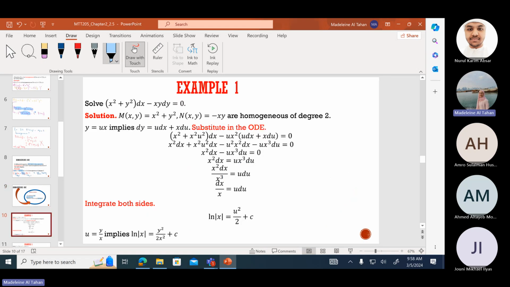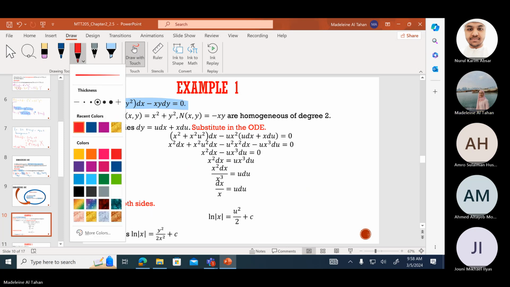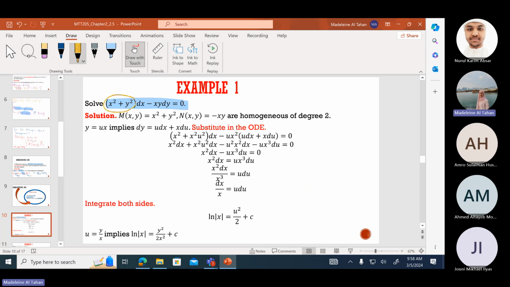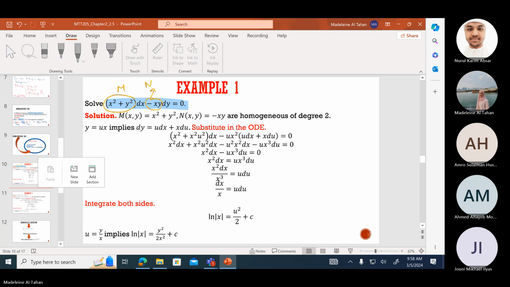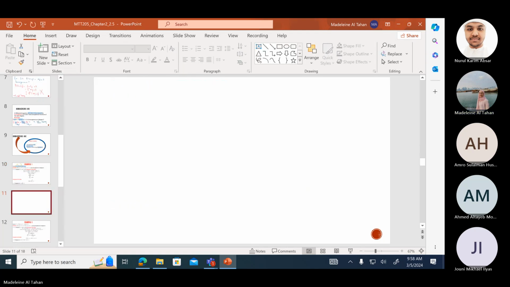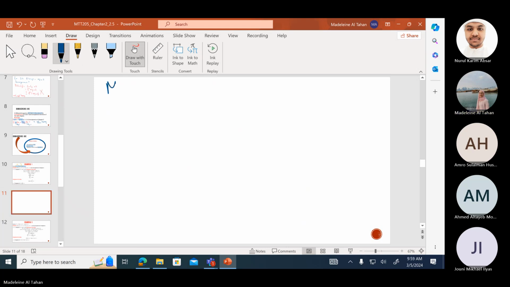Okay, let's look at this exercise. We will solve it together. What's our M? x and then y. And what's our N? Minus x, everything before dy. Is it a homogeneous differential equation? Yes. Okay, so let's rewrite it again. So M is x squared plus y squared, and N is minus x.